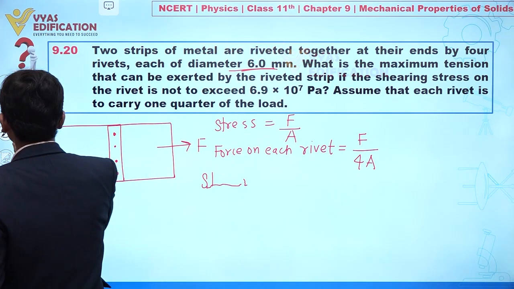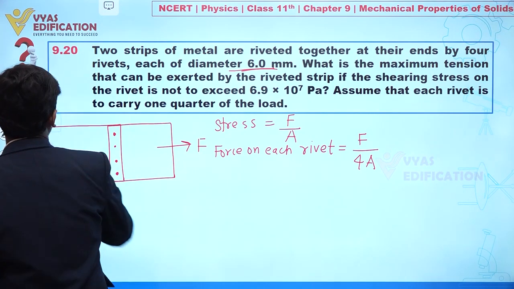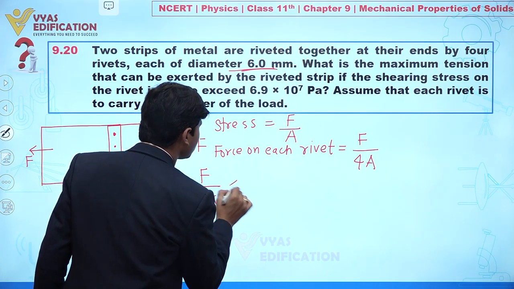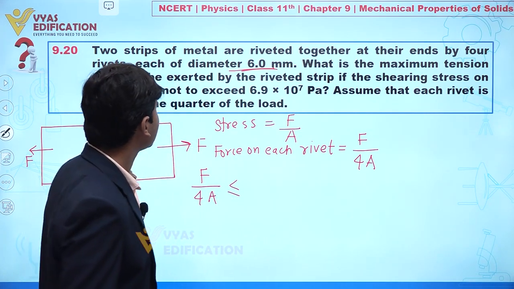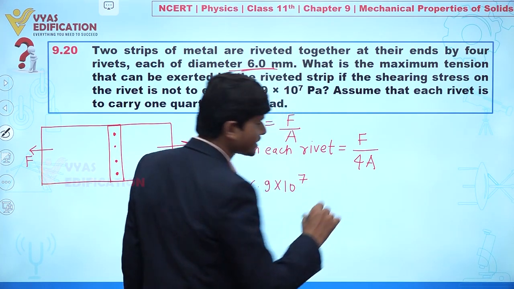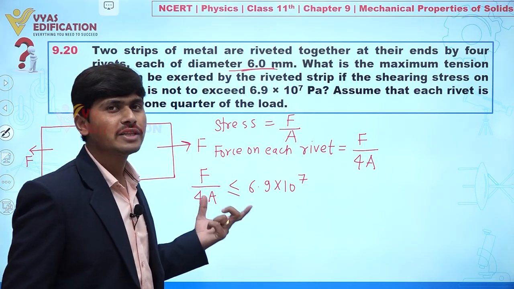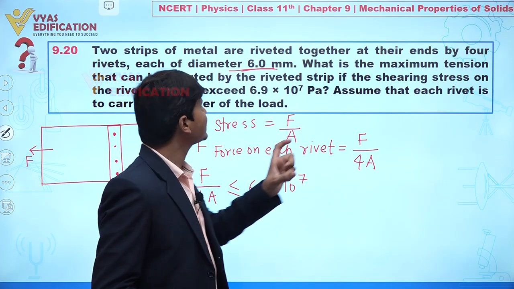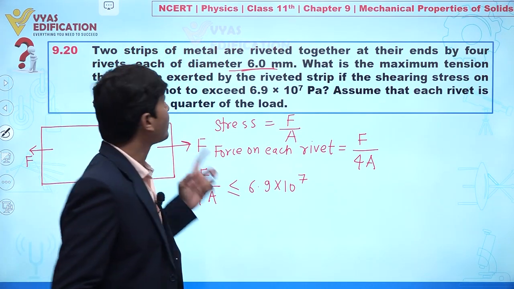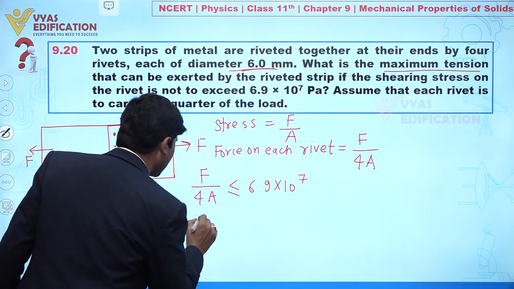So we can write F by 4A should be either equal to or less than the given maximum value of shear stress, which is 6.9 into 10 to the power 7 Pascal. My objective in this question, where we have shearing stresses on the rivet, is to calculate the maximum tension. What is the maximum tension? It means we have to calculate F maximum.